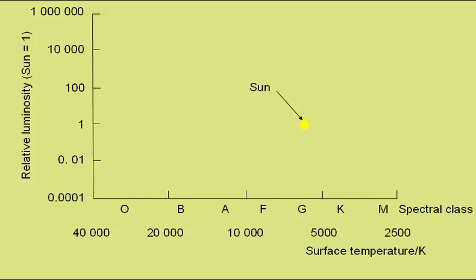When Hertzsprung and Russell plotted the data for the known stars, they found that the stars didn't lie randomly around the chart, but the vast majority, over 80%, would lie somewhere along this line, which they called the main sequence stars. As stars get hotter, coming in this direction, you'd expect them in general to become more luminous as they go up.